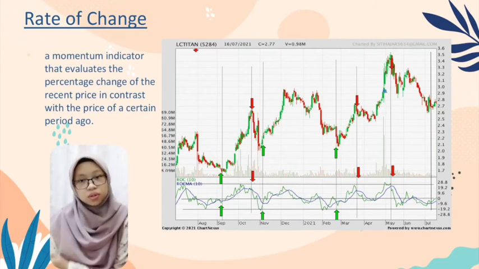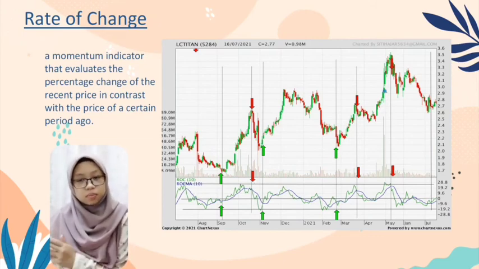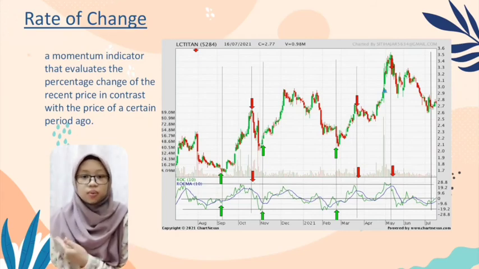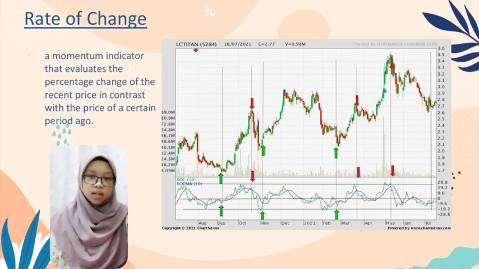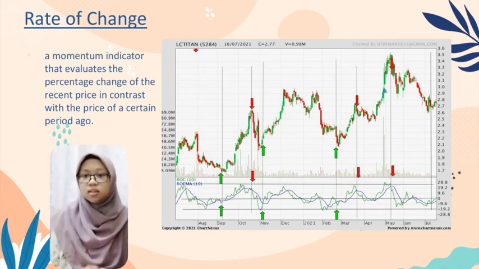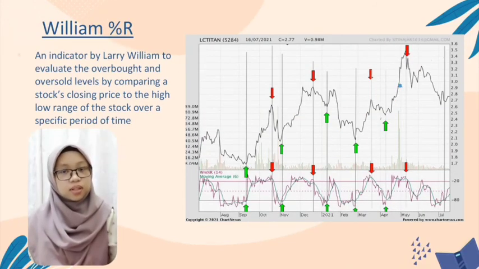The value below 0 indicates a buying signal, which can be seen with the green arrow on the chart, while the value above 0 indicates a selling signal, which can be seen with the red arrow on the chart. On 9 July, it is advisable for investors to hold the stock. Lastly is the Williams percentage R.